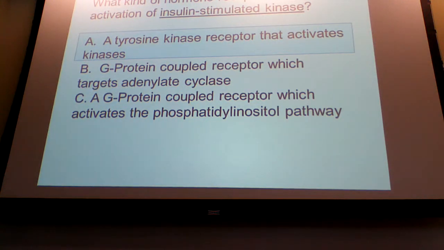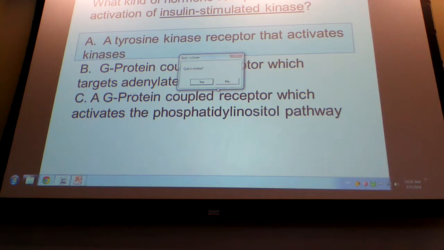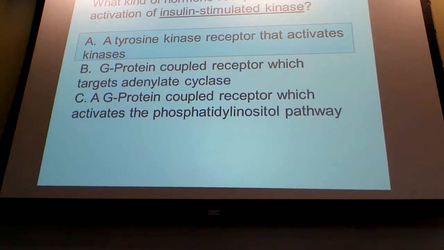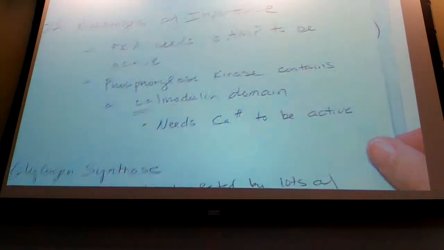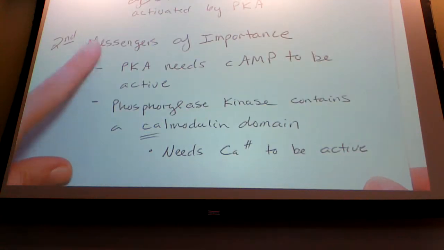And so the tyrosine kinase pathways, we talked about RAS, and we talked about, kind of briefly, the insulin receptor. Mostly that was in the reading, but it's a tyrosine kinase receptor. All the other things we talked about were G protein coupled receptors. That might be worth writing down somewhere. Back with the secondary messengers of importance, so it's going back a page or so.